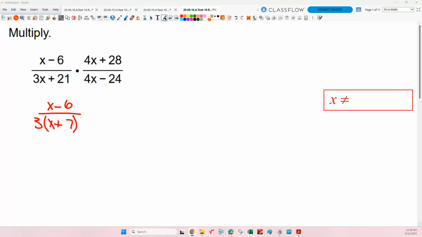Okay. We're on the top and the bottom. So then I'll have x plus 7 on the top. What do I have on the bottom if I take out a 4? X minus 6. Okay, before we simplify and cross cancel and everything, what can I exclude? Negative 7 and positive 6. Yeah, I can exclude a negative 7 and a positive 6.